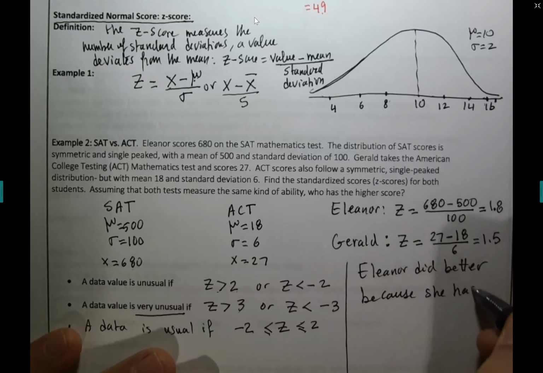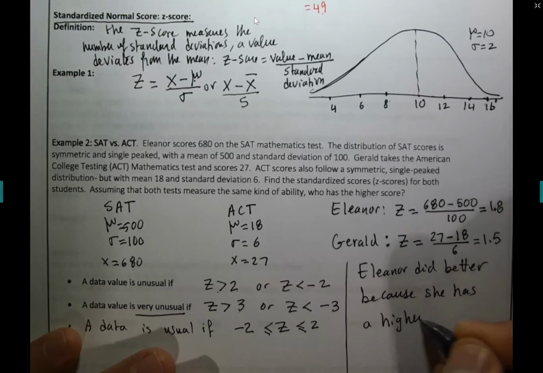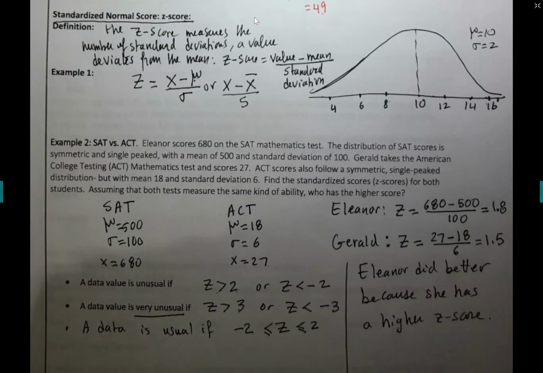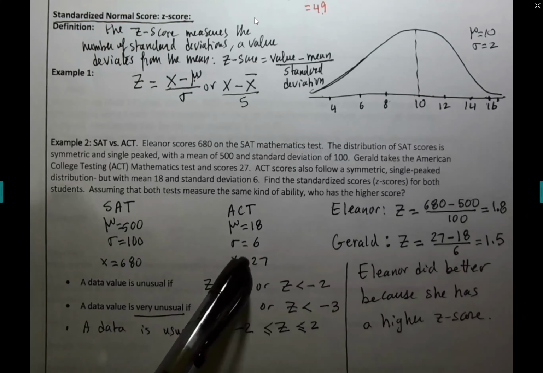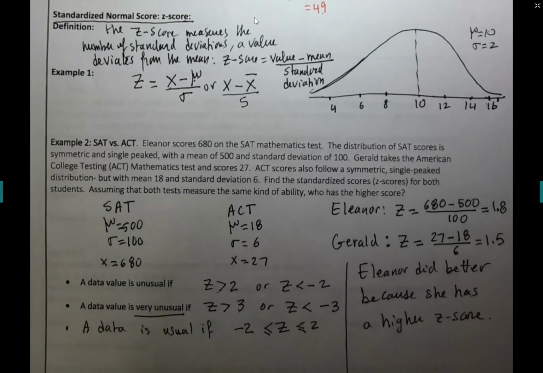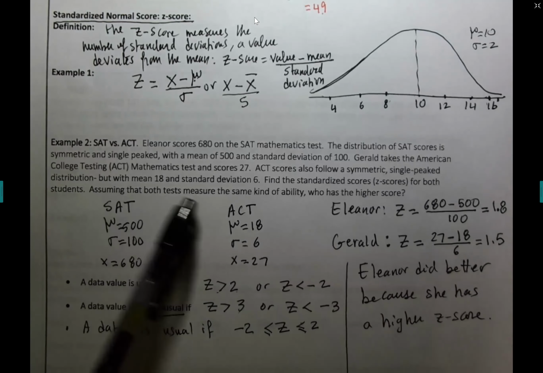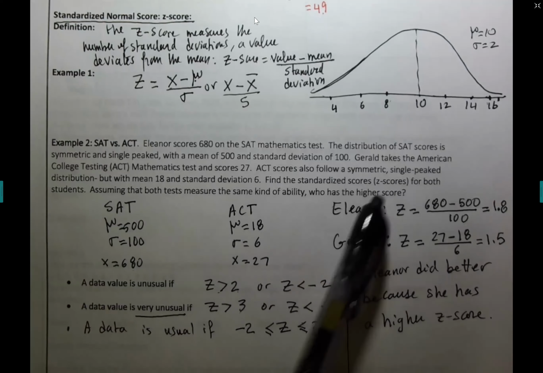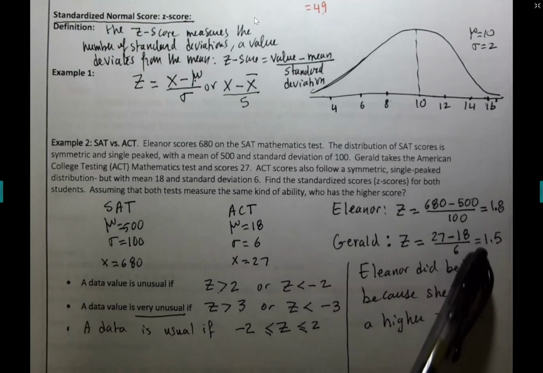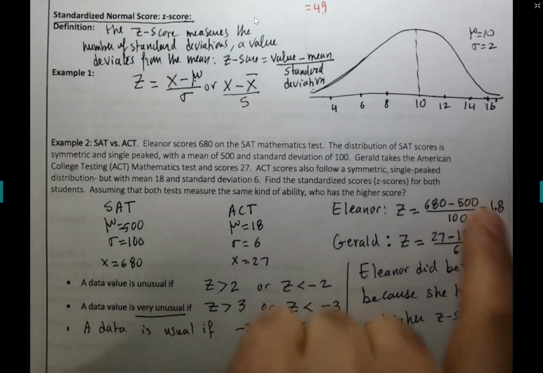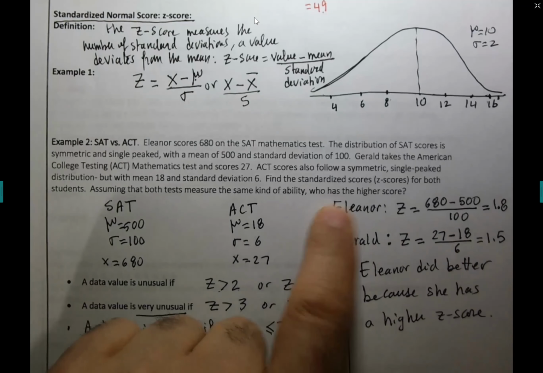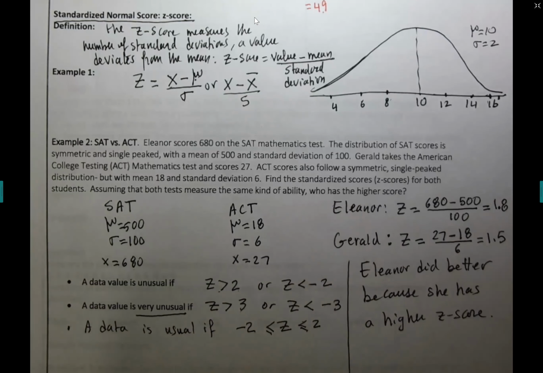Because she has a higher z-score. That shows the importance of the standardized z-score, because once you change the value to a z-score, you can compare it with other values. But comparing apples with oranges like here doesn't work. You have to change to z-score. Find a standardized z-score for both and then compare them. The higher, the better in this situation. So 1.8 is bigger than 1.5, so this person scored better than the other one because she had a higher z-score. Okay.